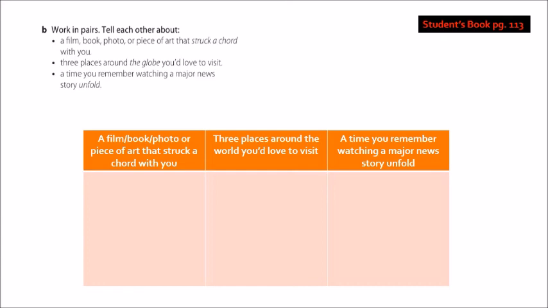So guys, what I want you to do is in your notebooks, make a chart like the one that's here on the video, and you're going to answer it in your notebook, okay? Make a small chart, and think about the places you would like to visit, a film, a book, a photo, or a piece of art that struck a chord on you, and a time you remember watching a major news story unfold. And we're going to check this once we come back to school. Okay? Great.